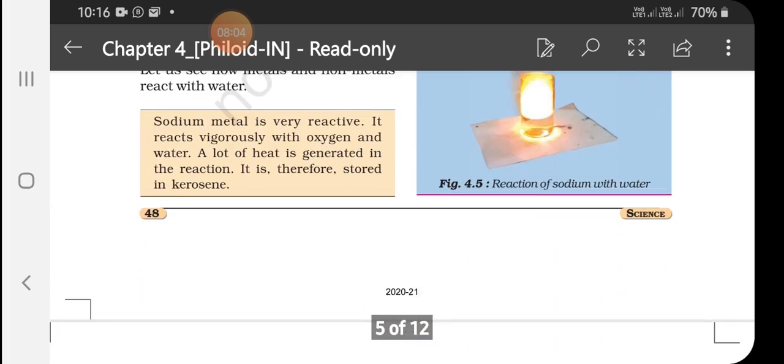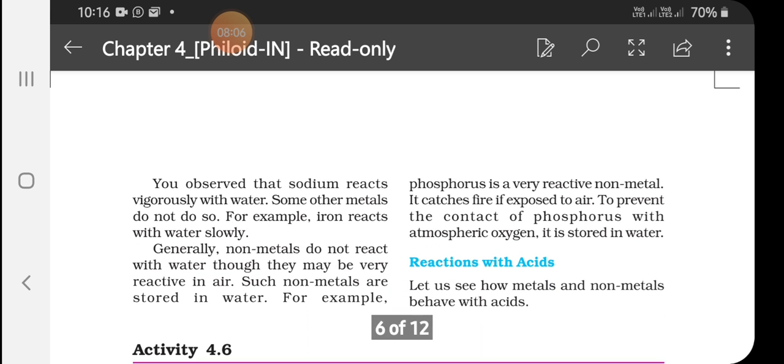Some metals react very fast with water, but some metals like iron react very slowly. So it depends upon the nature of the metal. Some non-metals do not react with water, but they are very reactive in air, and some non-metals are stored in water. For example, phosphorus is a very reactive non-metal. It catches fire when exposed to air. To prevent contact of phosphorus with atmospheric oxygen, it is stored in water.